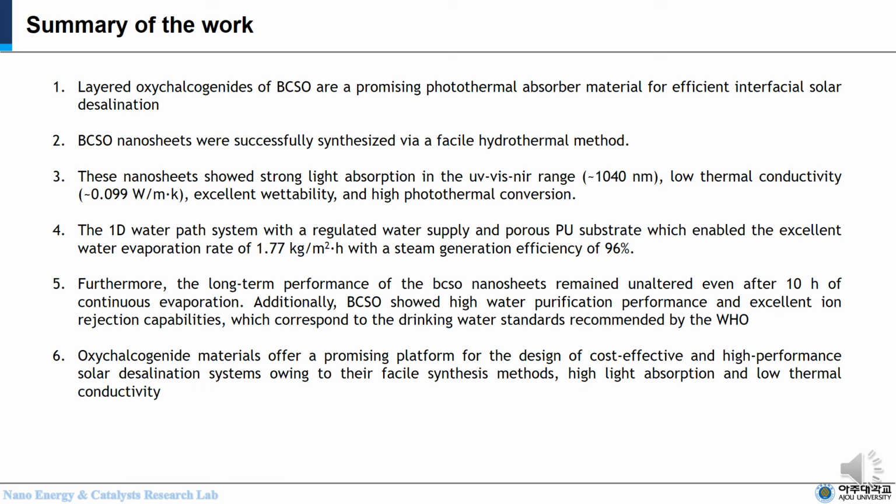The BCSO nanosheets were successfully synthesized through pressure-induced hydrothermal method. These nanosheets show strong light absorption in the UV-Vis NIR range and also show low thermal conductivity with excellent wettability and high photothermal conversion. The 1D water path with regulated water supply and porous PU sponge substrate enable the excellent water evaporation rate of 1.77 kg per meter square per hour with a steam generation efficiency of 96%.